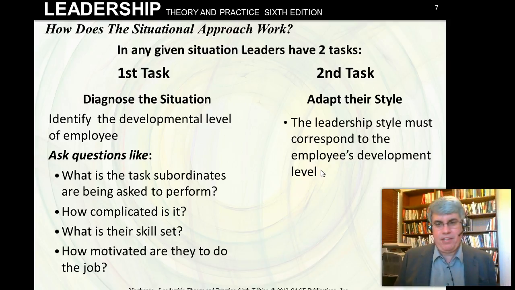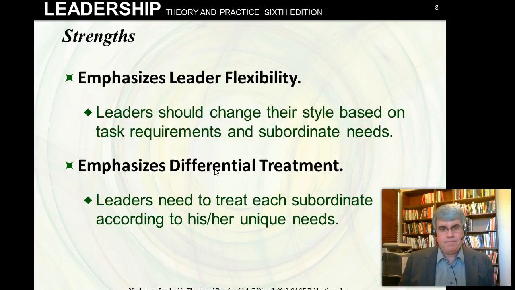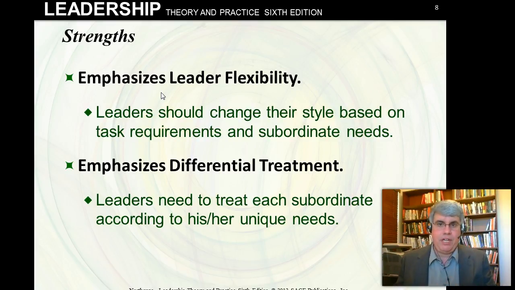Now let's look at some of the strengths and weaknesses of this. The strength is that it emphasizes leader flexibility. It's saying that leaders should change their style based on the requirements of the situation and the subordinate needs. And that's really good because sometimes one leadership style is going to work better in one situation than another. So this is the first theory that starts saying that you need to adapt your leadership style. Sometimes you need to be more directive. Sometimes you need to be more supportive.